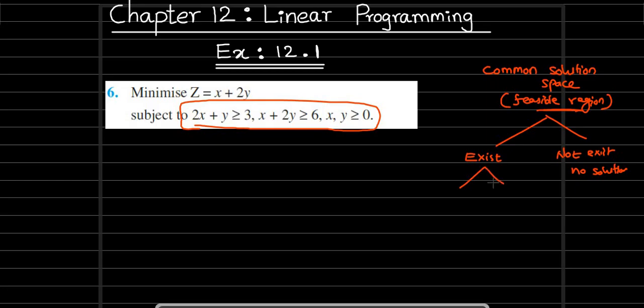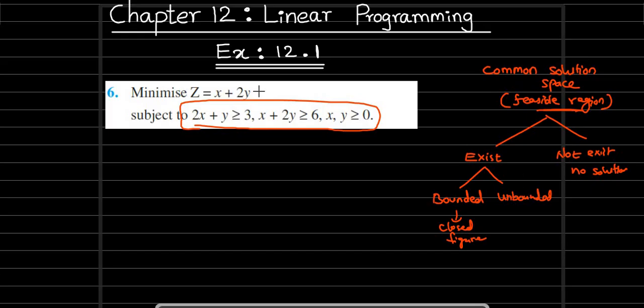In case it exists, again we have to check whether it is bounded or unbounded. If it is bounded, how can we figure it out? This common solution space will look like a polygon, a closed figure. So if it is a closed figure, then it is bounded. If the feasible region is available, it will be either bounded or unbounded. If it is bounded, it looks like a polygon, and the corner points are wherever two lines meet in the polygon.